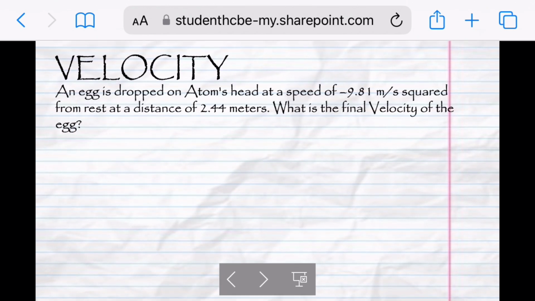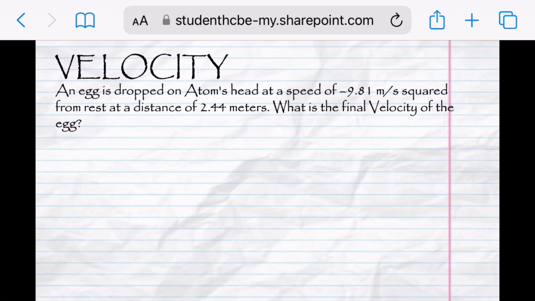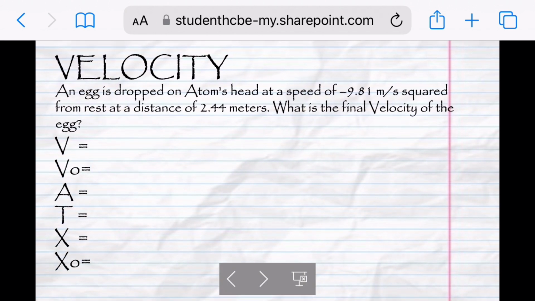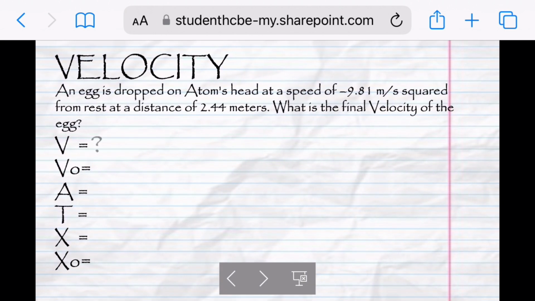So the problem is: an egg is dropped on Adam's head at an acceleration of negative 9.81 meters per second squared from rest at a distance of 2.44 meters. What is the final velocity of the egg? So let's get our variables. We know we're finding velocity, so we're going to put a question mark for that.